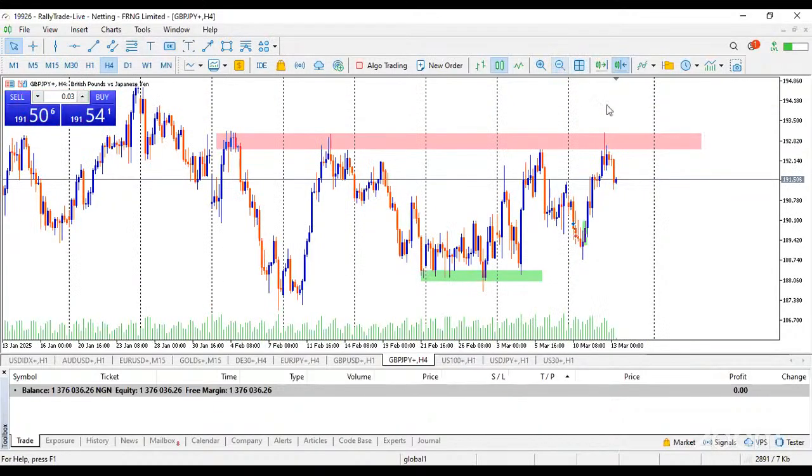So JPY has been on this kind of, we call it a ranging market. So it's testing this level again, right? So it has tested it 1, 2, 3. Yesterday it went to test it again.